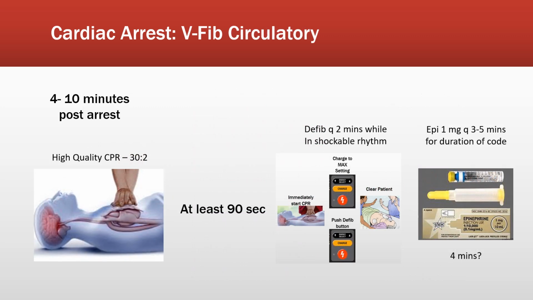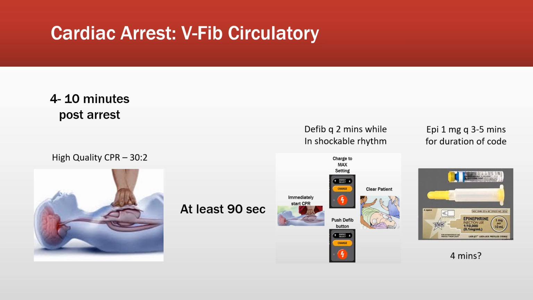Circulatory phase of VFib is between 4 and 10 minutes post-arrest. Oxygen levels in the myocardial cells are inadequate. Anaerobic metabolism starts and lactic acid builds. Survival in this phase improves with at least 90 seconds of CPR prior to defib. Remember to defib every 2 minutes while they're in a shockable rhythm. And epi has shown beneficial in this phase.